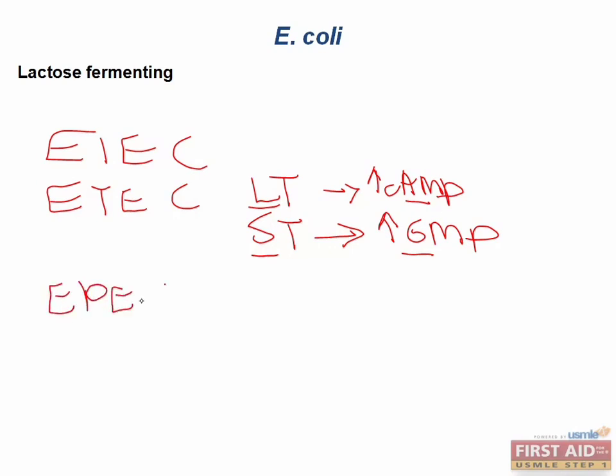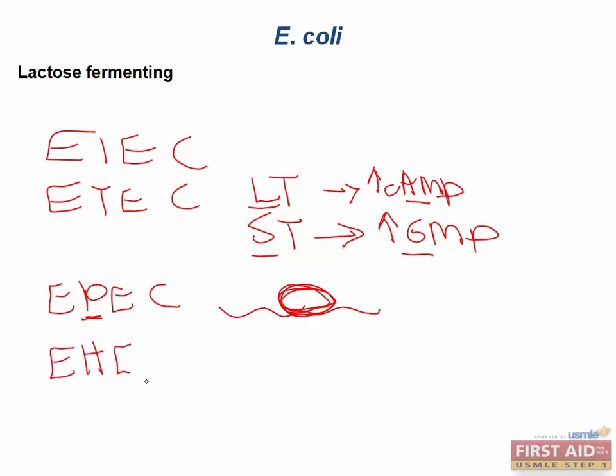EPEC, or enteropathogenic E. coli, rarely can produce a Shiga-like toxin, but often does not produce any toxin at all. Instead, its mechanism of pathogenesis is that it adheres to the intestinal mucosa. So here's our intestinal mucosa, here's our adherent EPEC. Now, it causes effacement or flattening of the villi and also causes inflammation, both of which decrease absorption and cause diarrhea, especially in children. Remember, P for pediatrics.